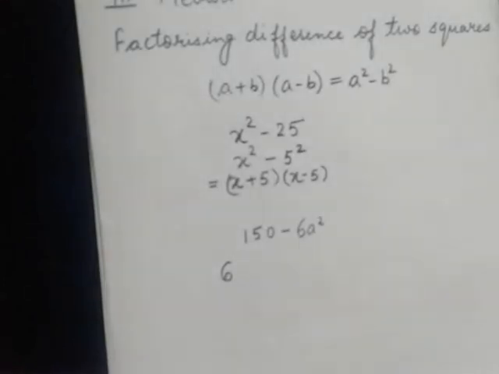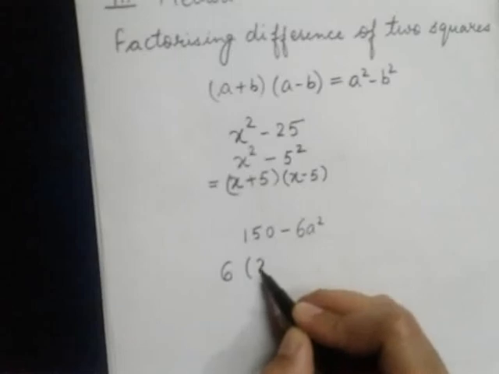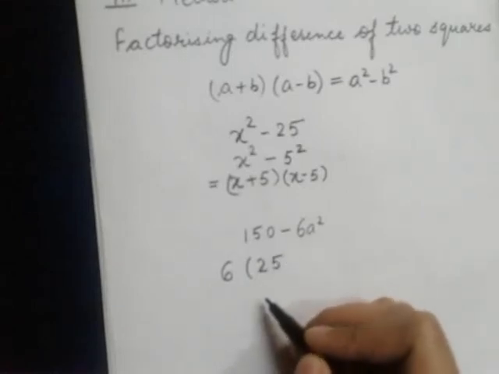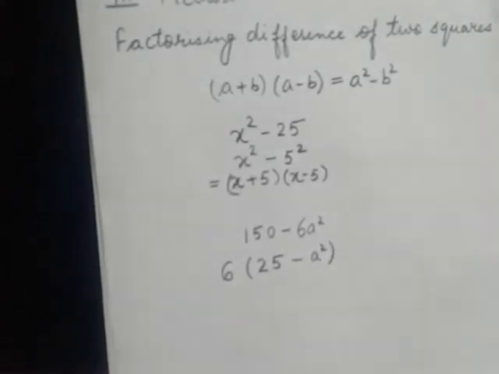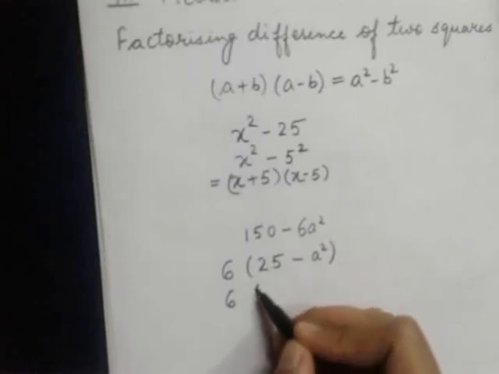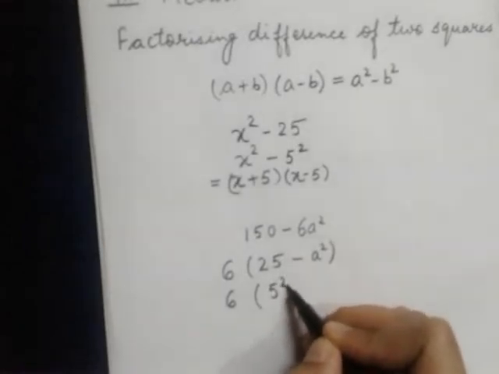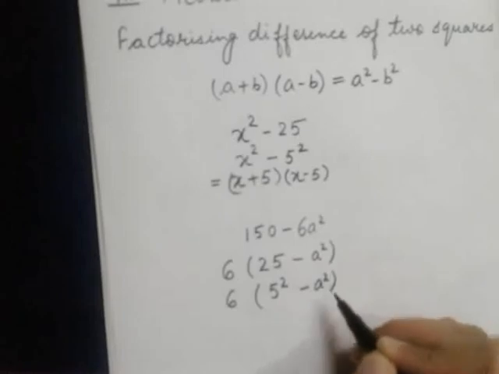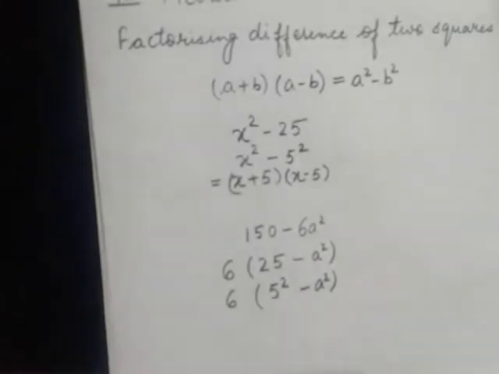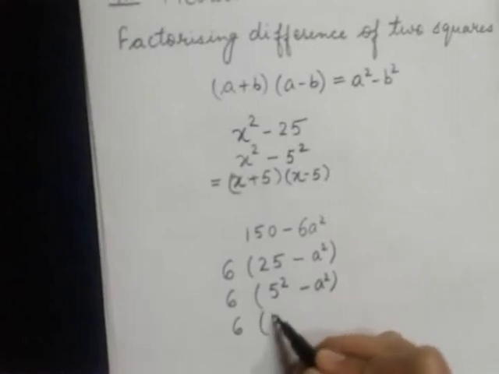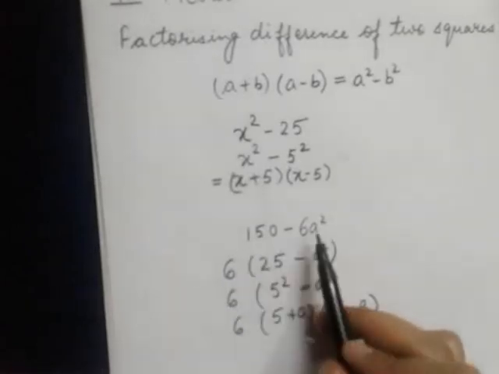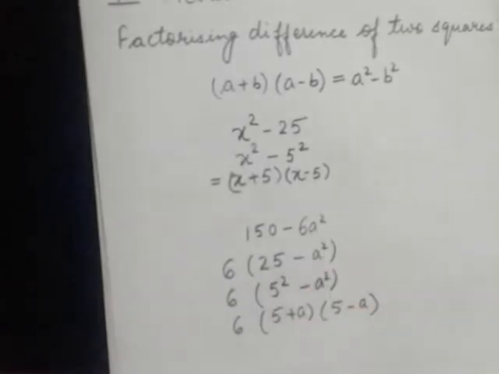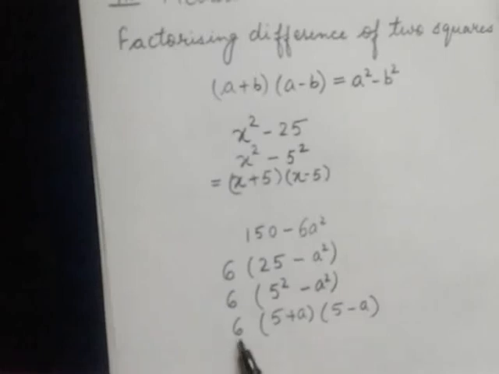We have taken out 6 as the common factor. What will be left then? 6 times 25 is 150, so 25 will be left here, minus a square, since 6a square divided by 6 is a square. Now the 6 is out, and again this 25 can be written as 5 square minus a square. Again this is of the form a square minus b square. So we can write it as 5 plus a into 5 minus a. So 150 minus 6a square has been expressed as a product of three factors, that is 6, 5 plus a and 5 minus a.